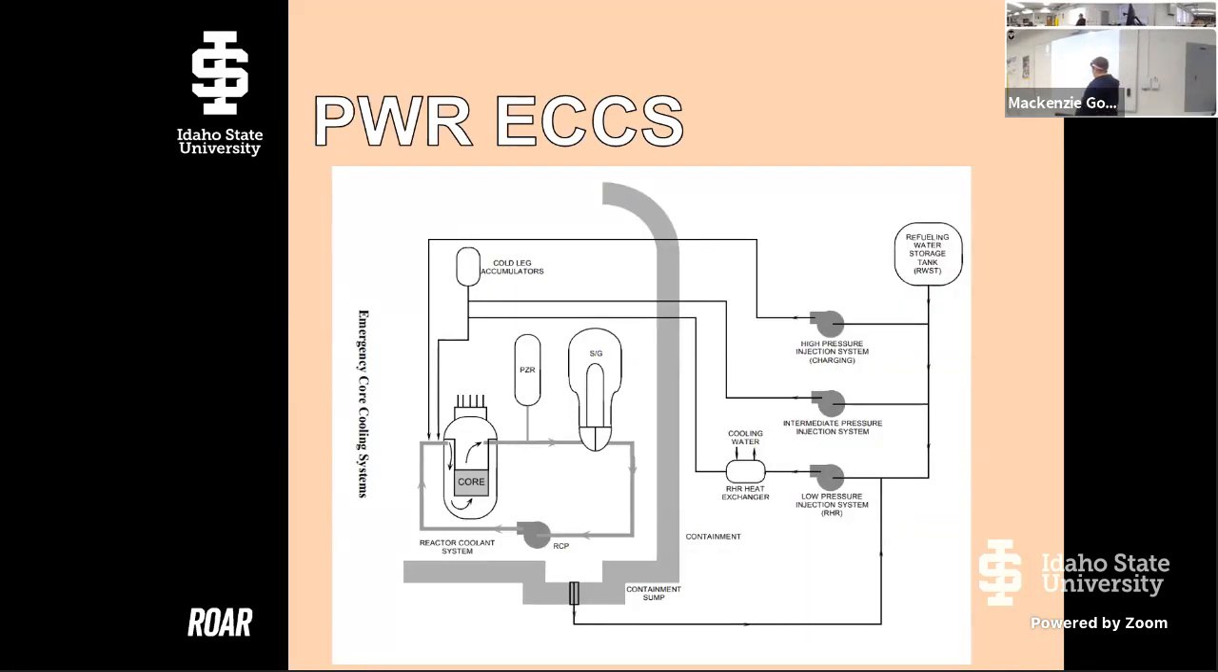So if this is our containment, here's our reactor coolant system. Cold leg accumulators are here, right? Essentially they collect some water from the cold water piping that comes into the core, the inlet. And so they can add more water as this water boils or leaks out, right? You've got cold leg accumulators.